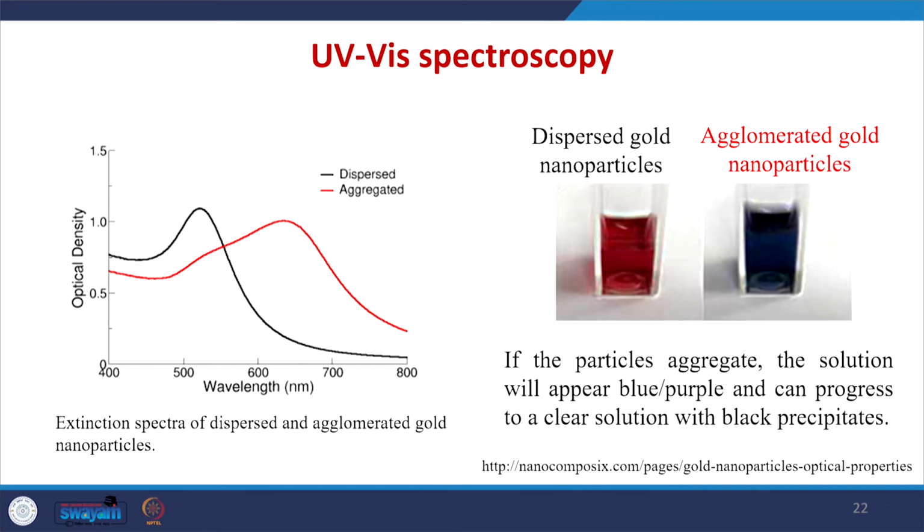By using UV visible spectroscopy, we can also confirm whether the nanoparticle is in dispersed state or aggregated state. For example, in this case, you can see the dispersed gold nanoparticle gives this kind of sharp peak, whereas in case of agglomerated gold nanoparticle, the peak is shifted. Normally, we get the gold nanoparticle peak around 520 to 550, and here you can see that the peak is shifted. That means the particle is aggregated. Not only by UV visible spectroscopy, by visual observation also, you can see the dispersed gold nanoparticle is ruby red color, whereas this agglomerated gold nanoparticle is in the range of purple or blue color.